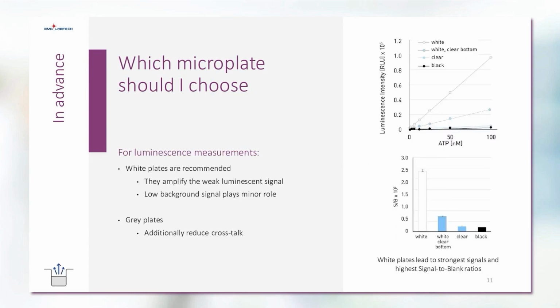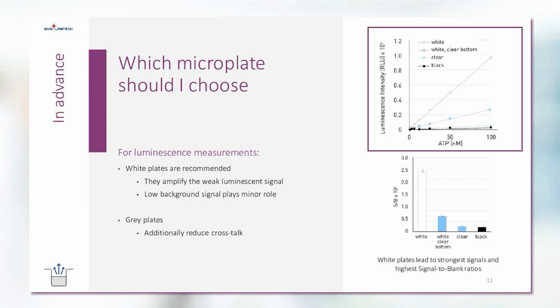Luminescence, on the other hand, inherently shows a low background signal, as there's no excitation event needed for luminescence measurements, and unspecific components are not that easily excited in this scenario. However, luminescent emission shows lower signal intensities compared to fluorescence in general. Therefore, the amplification effect of white plates is advantageous in this scenario.